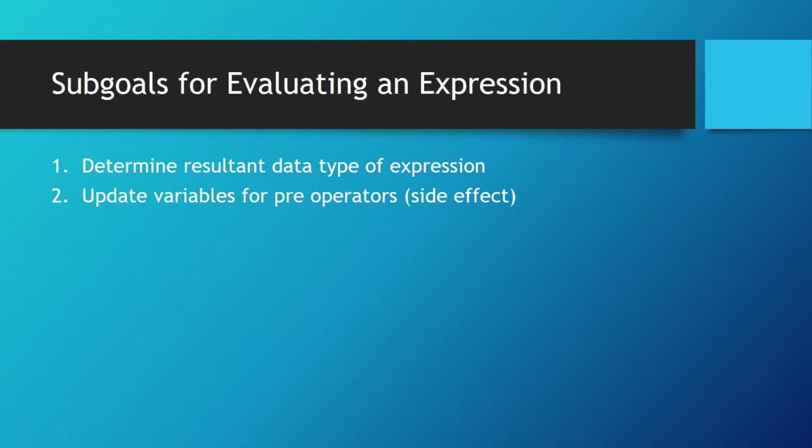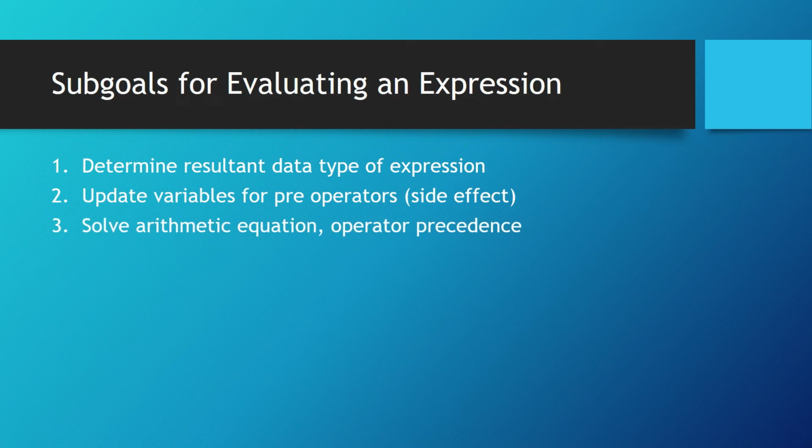The second subgoal is to update the variables for any preoperators, noting any side effects. The third subgoal is to solve the arithmetic equation using operator precedence. In other words, determine the value of the expression.